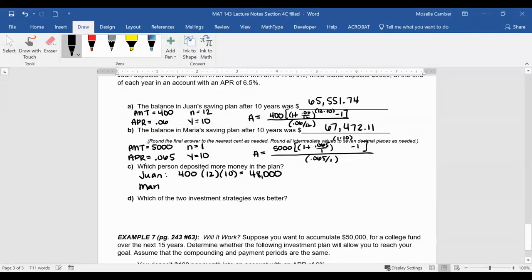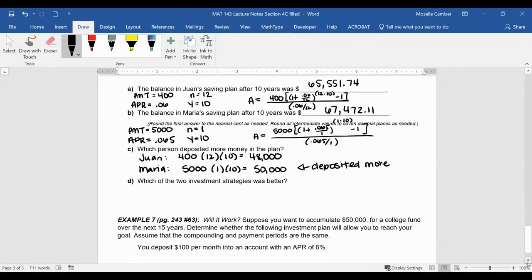Maria did $5,000 a year, so she only did it once per year for 10 years. So she deposited $50,000. So Maria ended up depositing $2,000 more. And her account at the end is also $2,000 more. So it's pretty close actually.